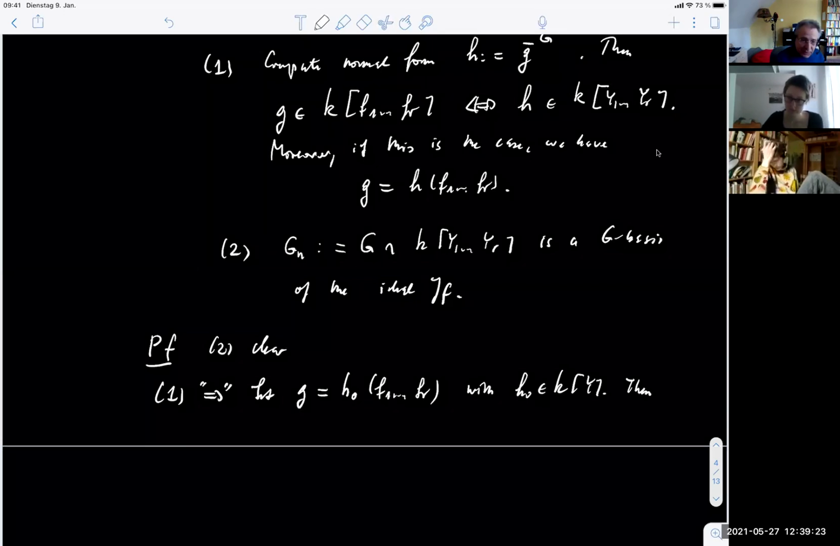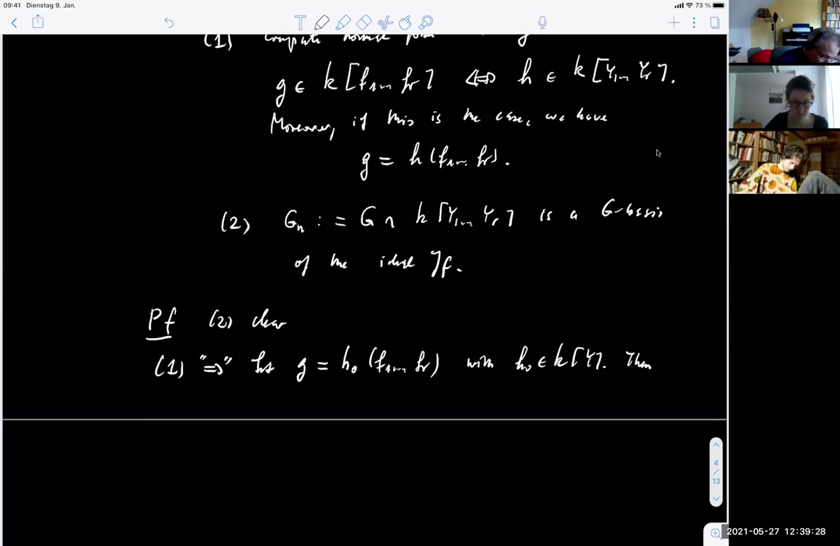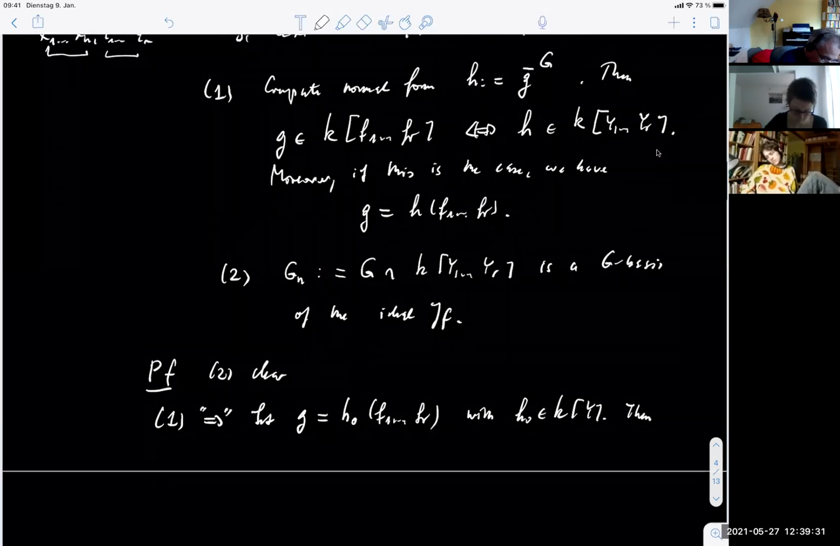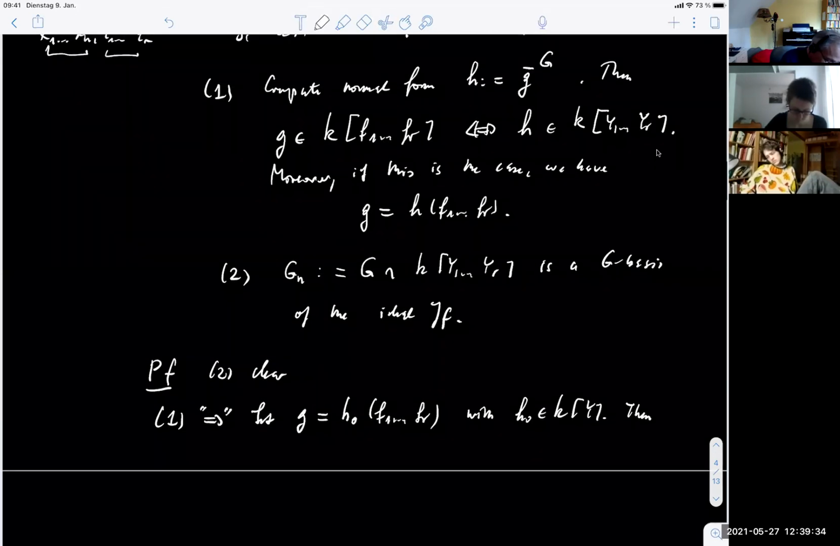Now we look at what happens modulo the ideal J. So remember, what I write right now will be a congruence modulo J. So H is congruent to G. Why? Because H, if you look here, is the normal form of small g. Clearly, H and G are congruent modulo the ideal J. But now comes the trick.